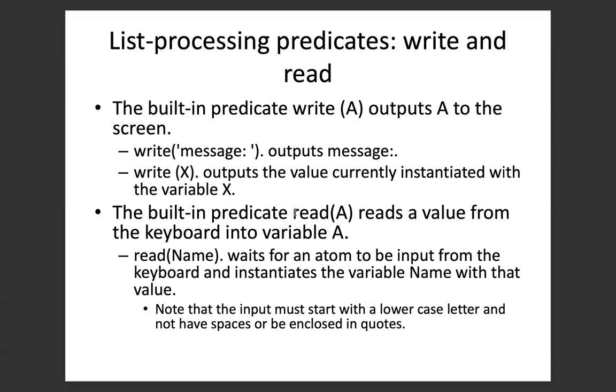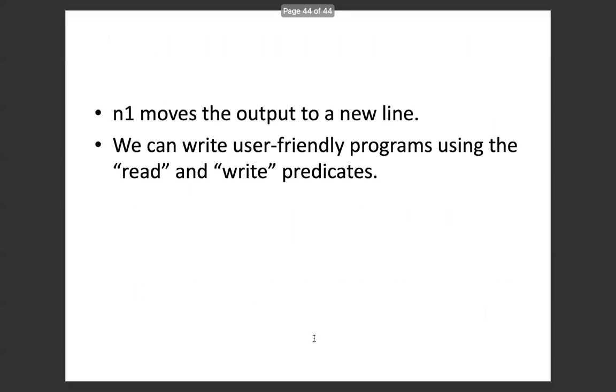For example, with the read predicate, whatever I input from the keyboard will be instantiated with the variable A. So read A means that whatever I input at that particular moment will be given to the variable A. For example, read name, as you can see, name is a variable. So if I input a value at that time, that value will be stored in name. Note that the input must start with a lowercase letter because I'm treating it as an atom. If I give it an uppercase, it will be treated as a variable, and I don't want that. It must also not have spaces or be enclosed in quotes, because that is to be treated as an atom as it is. And all atoms are lowercase.